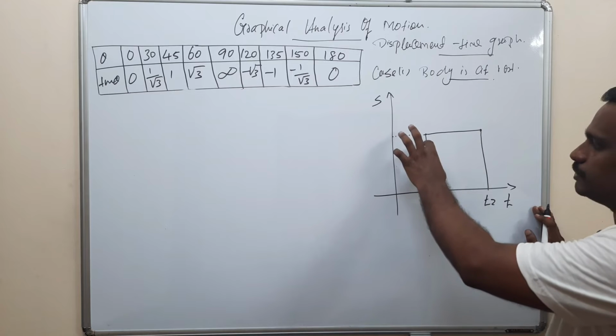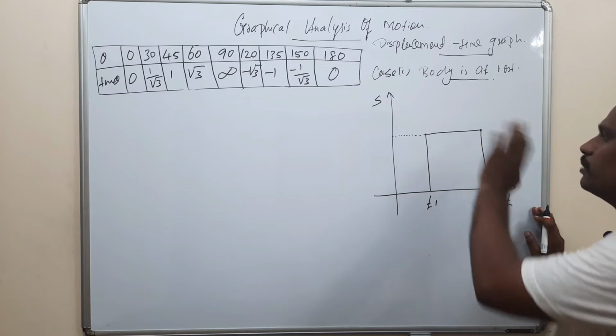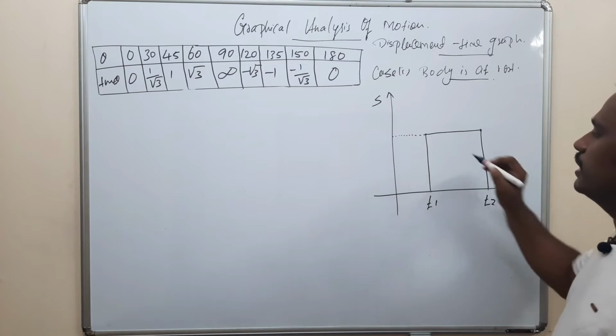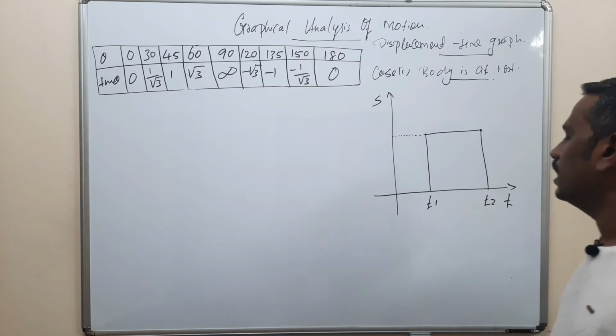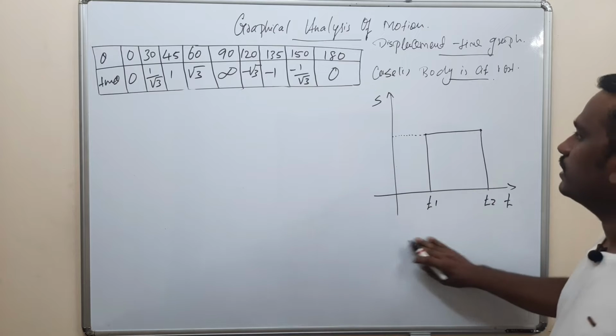That is, at the time t1, the body is at a particular position. At the time t2 also, the body is at the same position because the position doesn't change. That is, the body is at rest. So this is the displacement time graph for a body at rest.